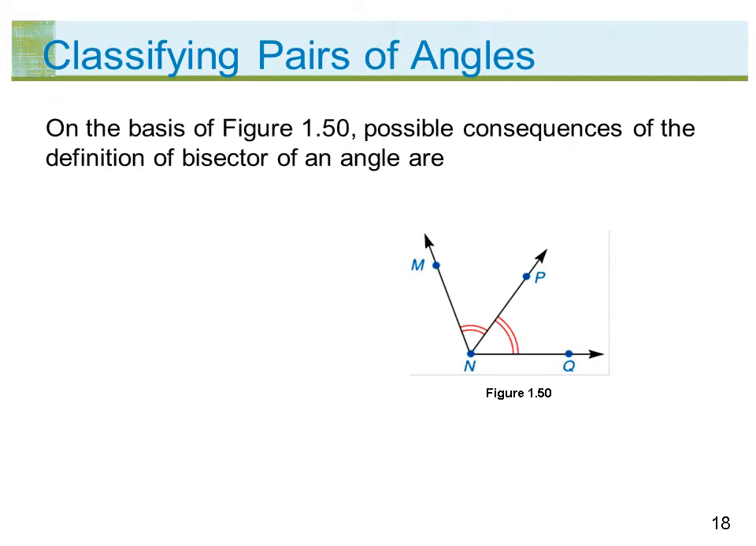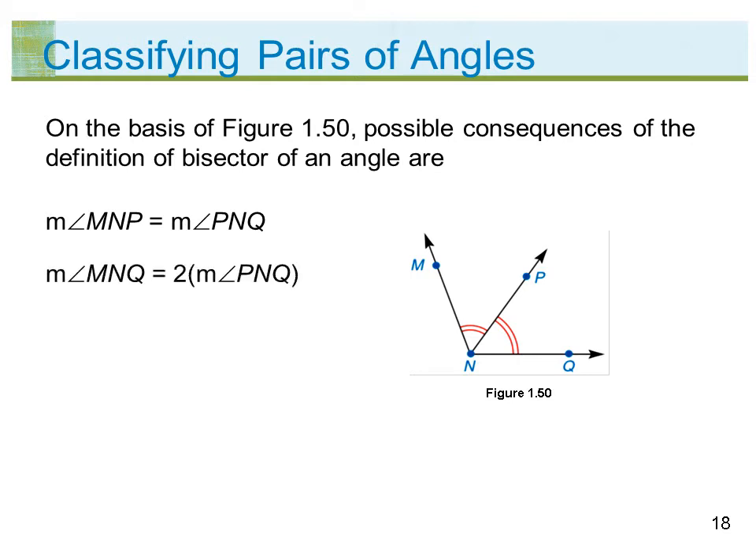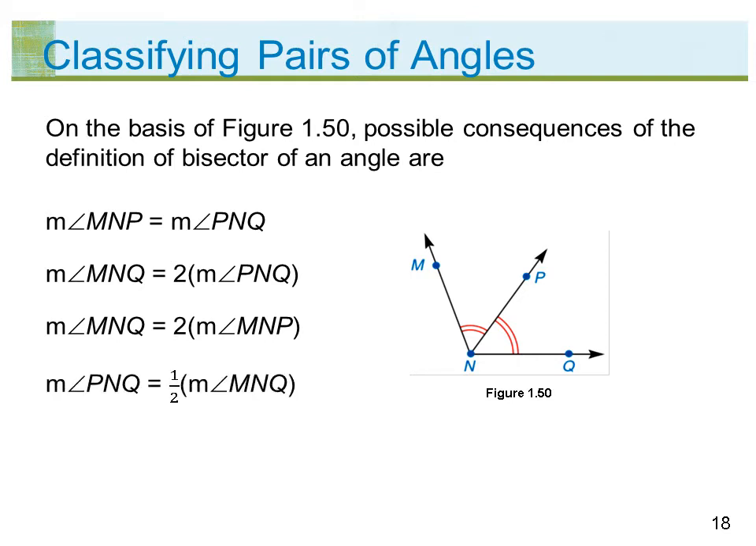On the basis of Figure 1.50, possible consequences of the definition of bisector of an angle are: measure of angle MNP equals the measure of angle PNQ. Measure of angle MNQ equals twice the measure of angle PNQ. Measure of angle MNQ equals twice the measure of angle MNP. Measure of angle PNQ equals 1/2 the measure of angle MNQ. Measure of angle MNP equals 1/2 the measure of angle MNQ.